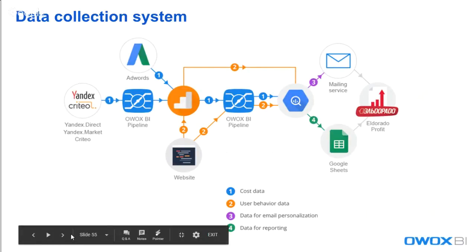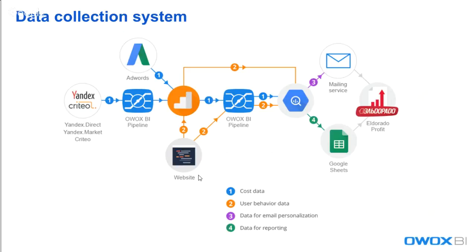So you see that we used two ways to collect data from Eldorado's website: Google Analytics 360 and OWOX BI pipeline. We also collected cost data through OWOX BI pipeline, and then sent those data to the mailing service, and users got emails. The effectiveness of those emails was checked by A/B testing.